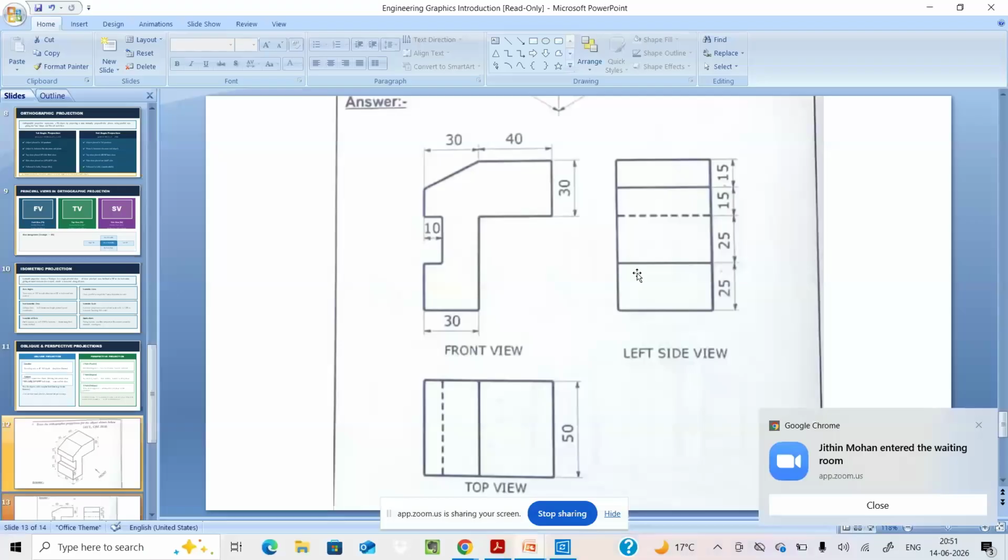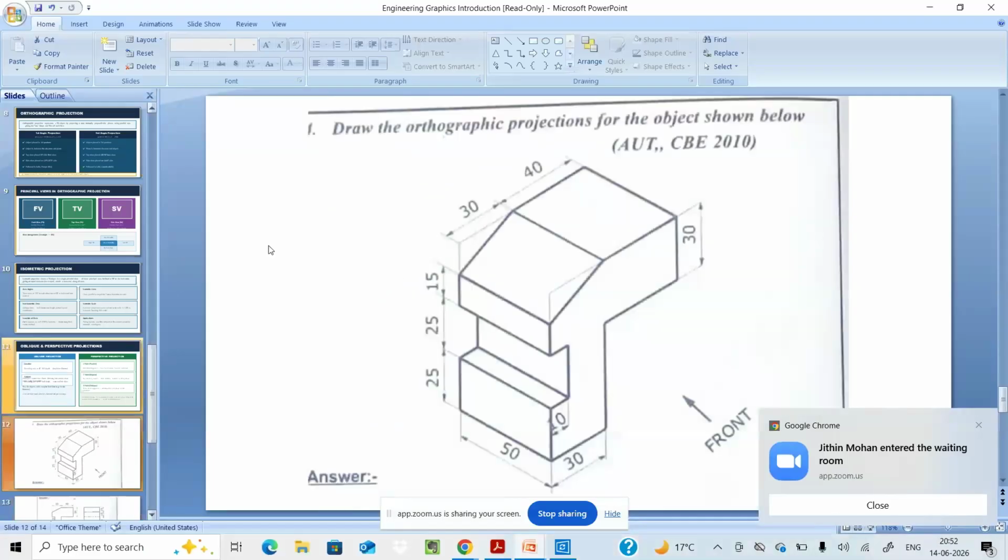Now if you see here, actually this is the right side view. That is the left side view, which is on the right side portion. Because we are using the first angle projection, we are drawing the left side view on the right side of the drawing sheet. Next, for this particular drawing, you should have your top view. So for the top view, whatever is visible from the top, you have to draw that.